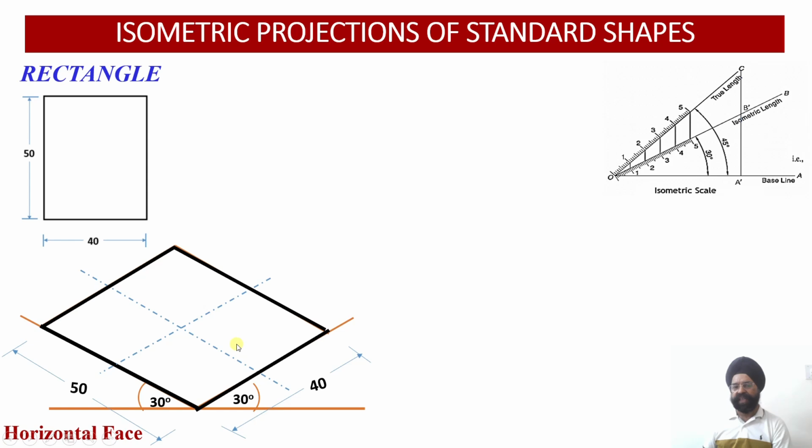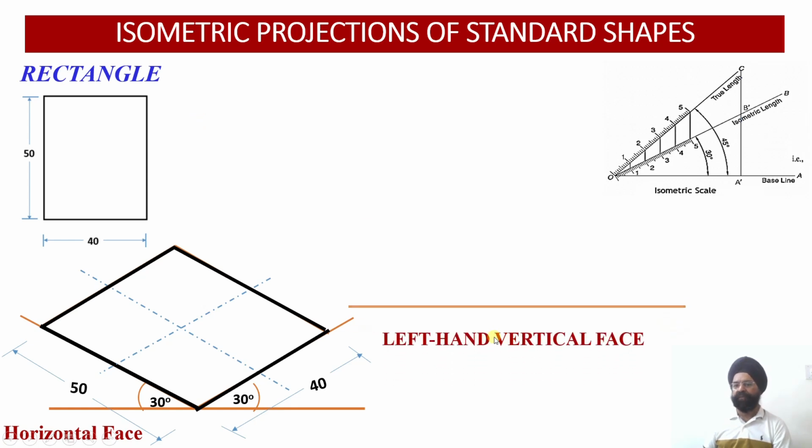So this gives us the construction of the rectangular shape on the isometric projection, facing horizontally, so that the height we can plot on this side. The height of the object, whether it is a prism or a pyramid, will be drawn on this side. Next one is the left hand vertical face.